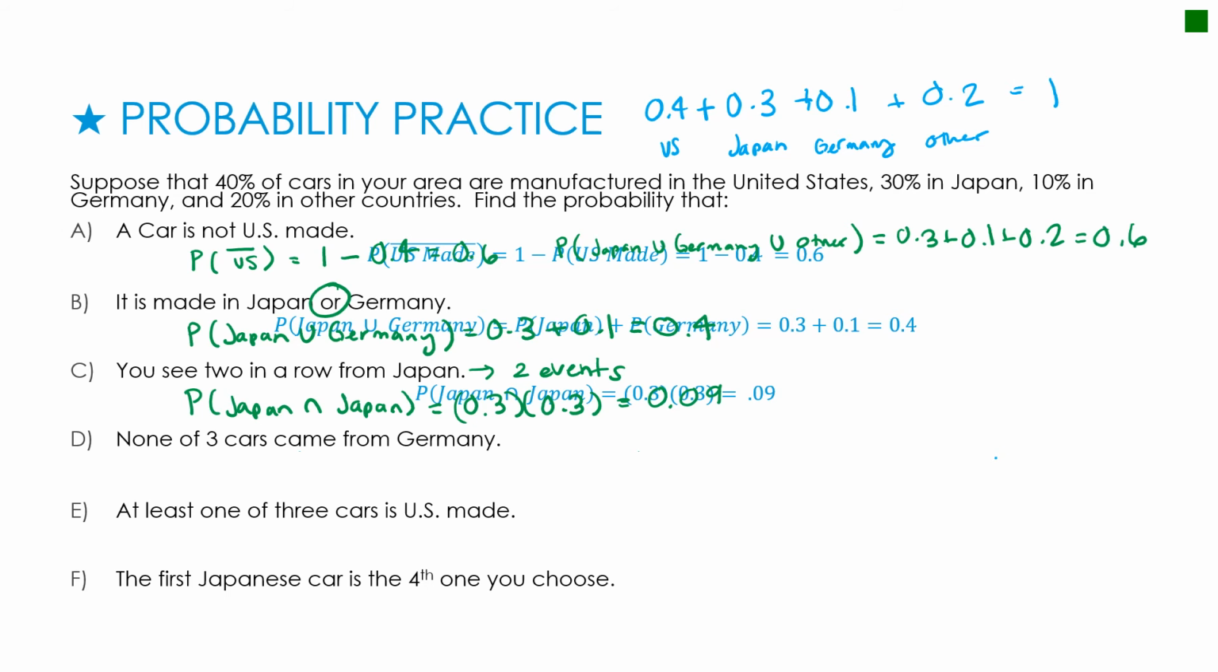Now we get into some that are a little bit trickier. Those were pretty straightforward. Now we're looking at questions like none, or at least, or we haven't even looked at a question like F yet.